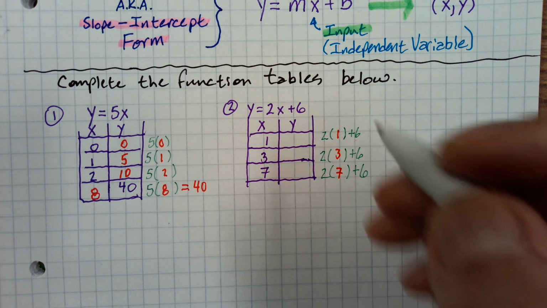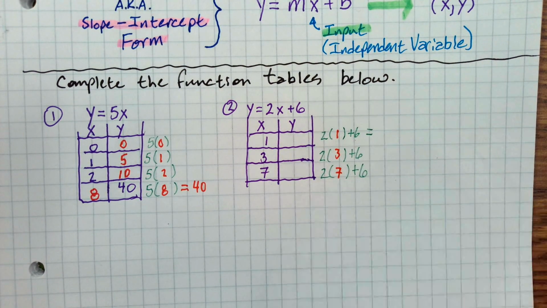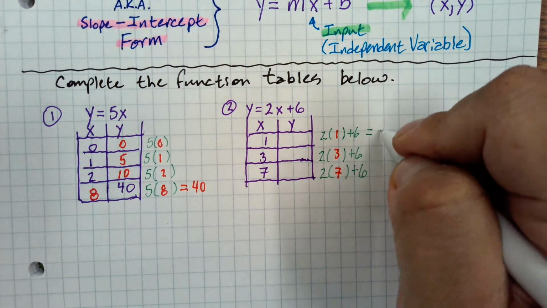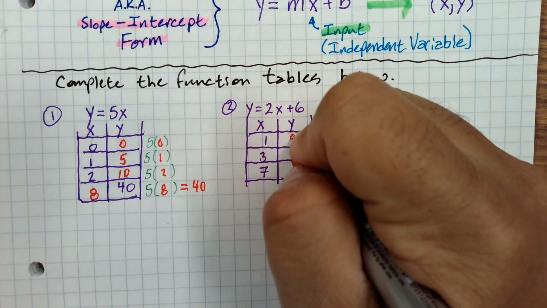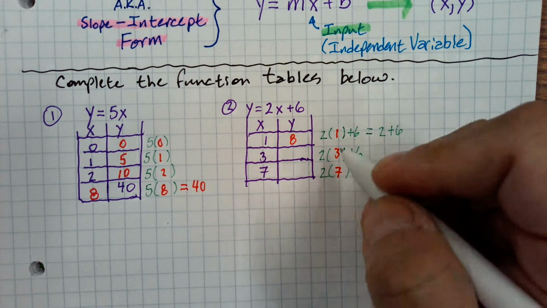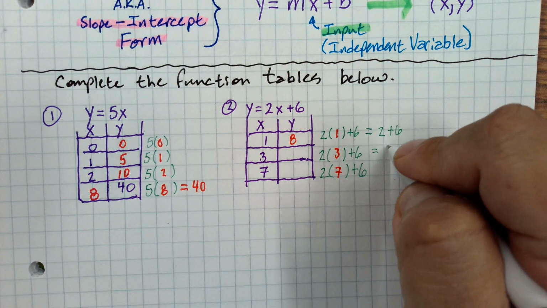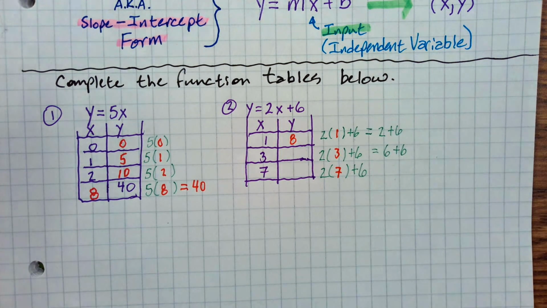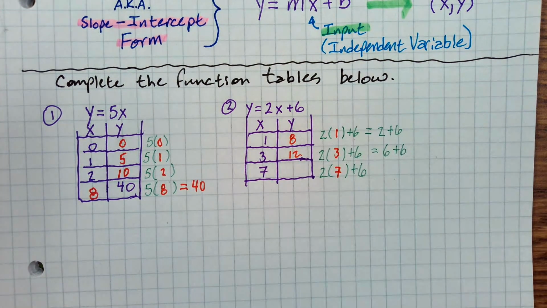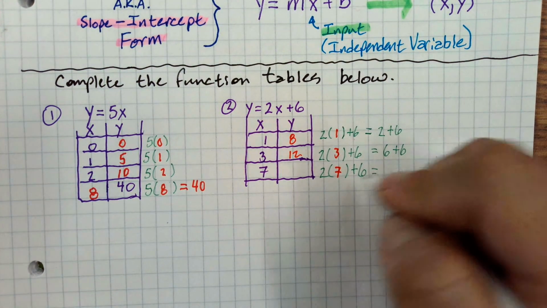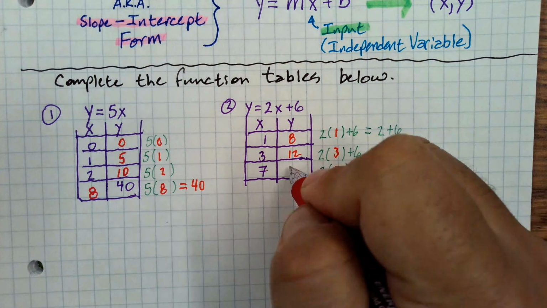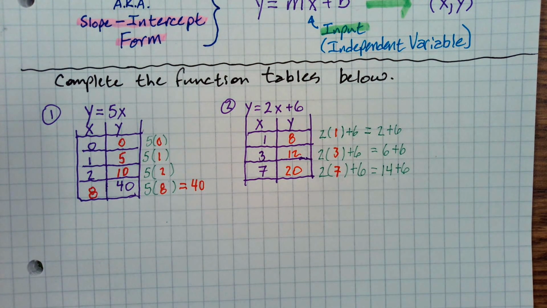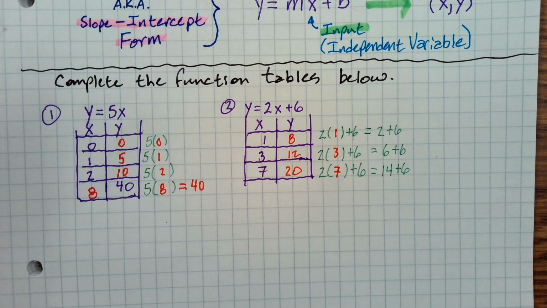So let's do a little math. Let's see, 2 times 1 is 2 plus 6. That's going to give us 8. And then we have 2 times 3 is 6 plus 6 is 12. And then we have 2 times 7 is 14. Plus 6 is, there you go. And now we have 3 ordered pairs that we can graph. Okay? Any questions?